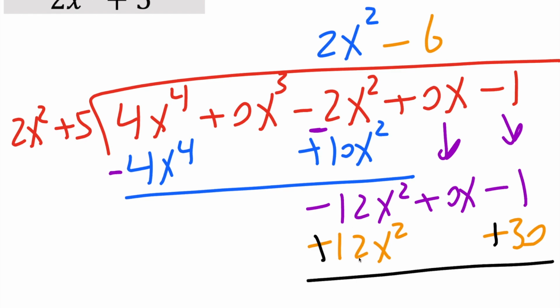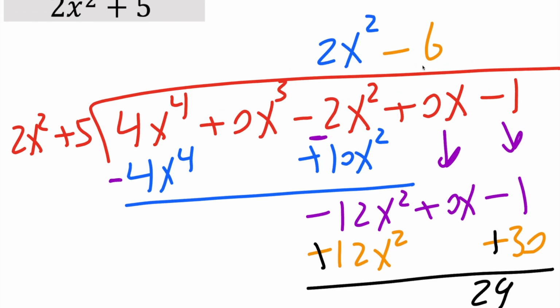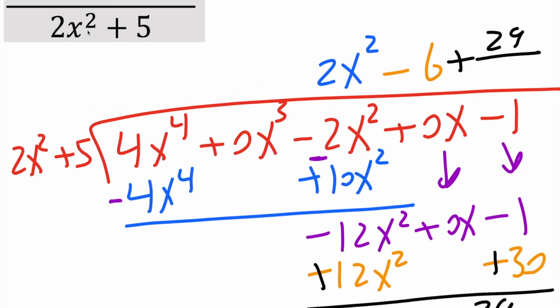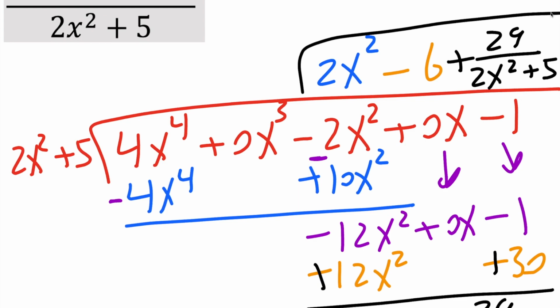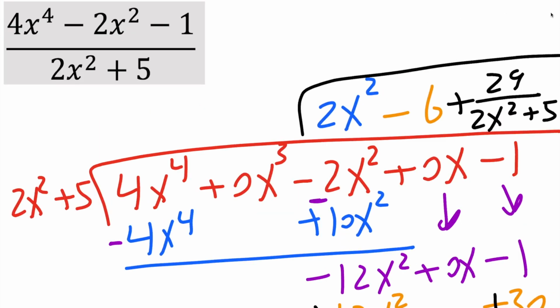Negative 12x squared plus 12x squared becomes 0. 0 plus 0 is 0. Negative 1 plus 30 gives you positive 29. So we're going to say plus 29 divided by our denominator, which is 2x squared plus 5. And then this right here is our final answer. And that's pretty much it for long division polynomials with remainders.